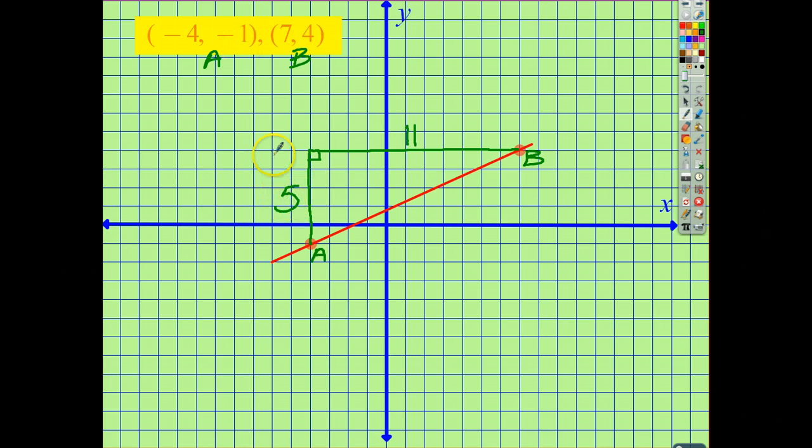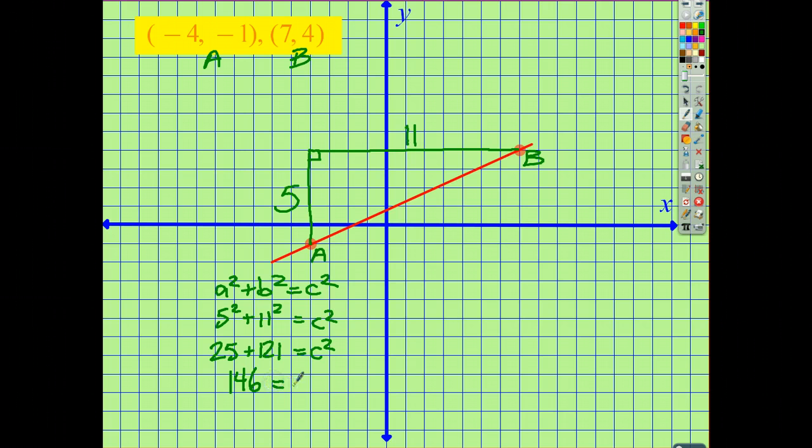So 5, that's the -1 going up to 4. That gives me 5. And then from -4 over to 7, that's my 11. And there we go, you have a right triangle. And so we can use the Pythagorean theorem to find c squared. So we'll get 5 squared plus 11 squared is equal to c squared. So we've got 25 plus 121 is equal to c squared. So that gives us what?